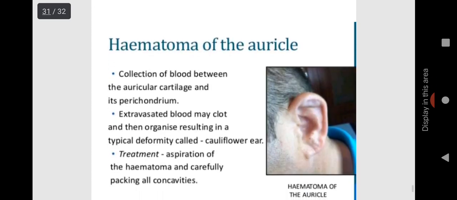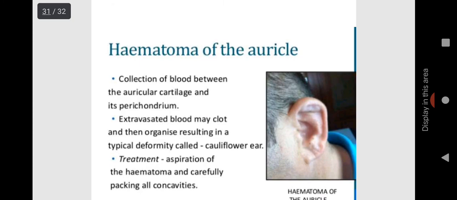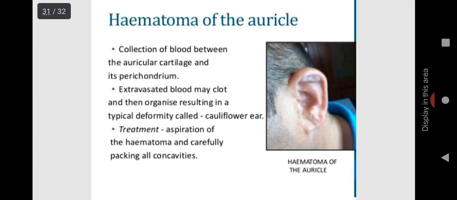The next one is hematoma of the auricle. It comes under traumatic injury. It is a collection of blood between the auricular cartilage and its perichondrium. Due to any trauma, if blood collects between the auricular cartilage and perichondrium, we call it a hematoma of the auricle.